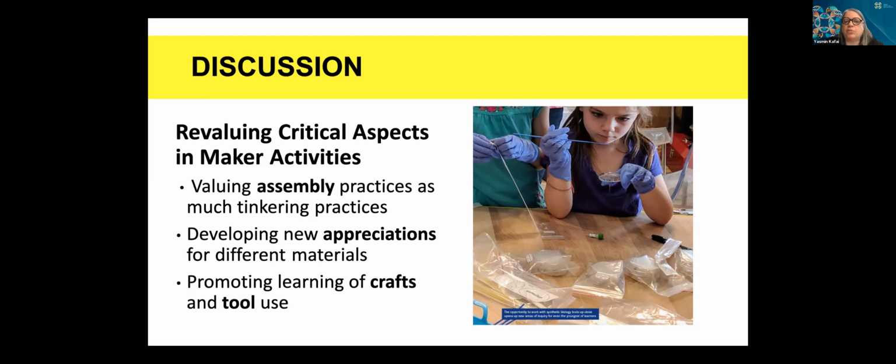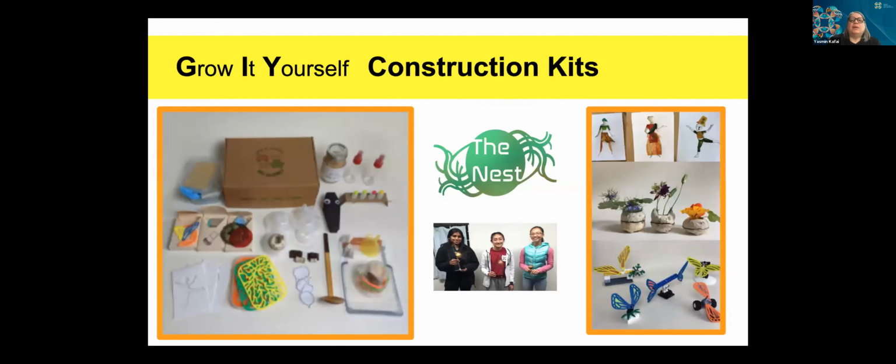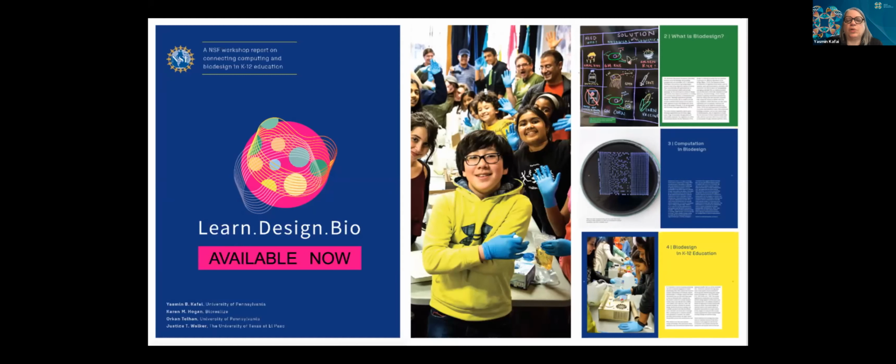We're trying to get kids to create products, to make them so quickly. Let's slow down and also value the materials and crafts which people can learn. One particular example also presented last year was, of course, the Grow It Yourself construction kit by the Nest makers, which I think is a great example of how young people are already entering this domain.